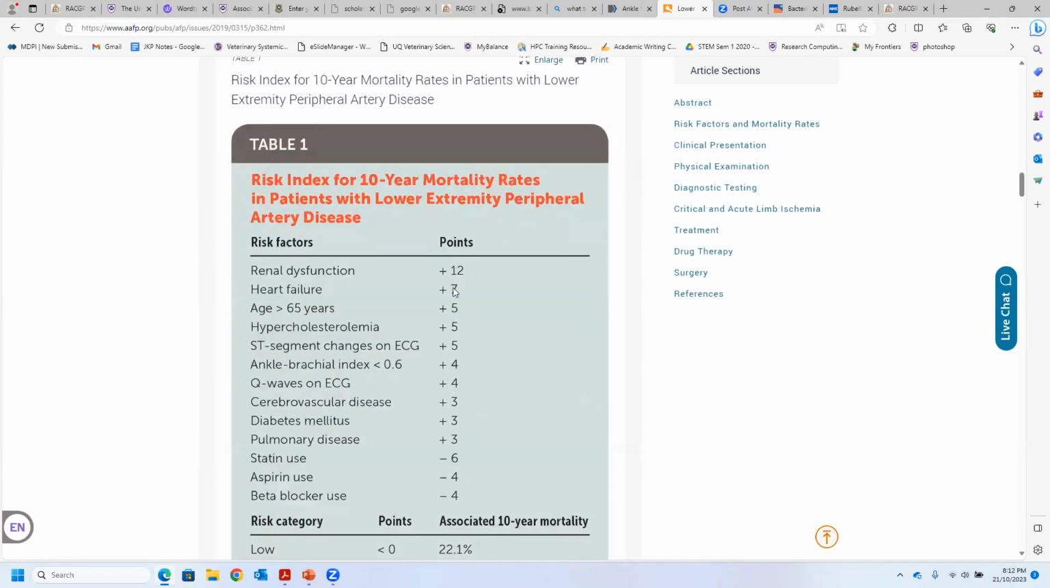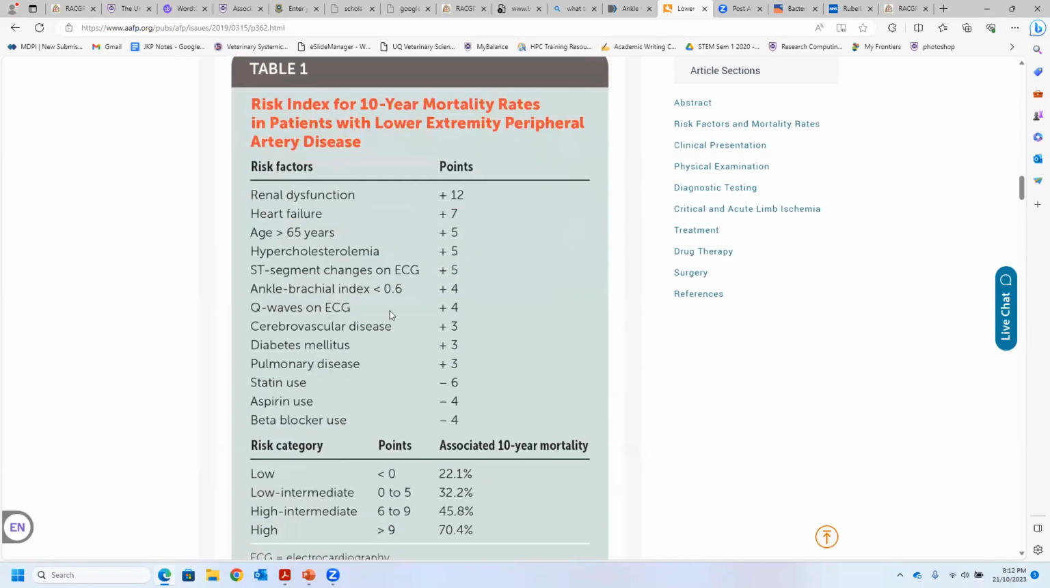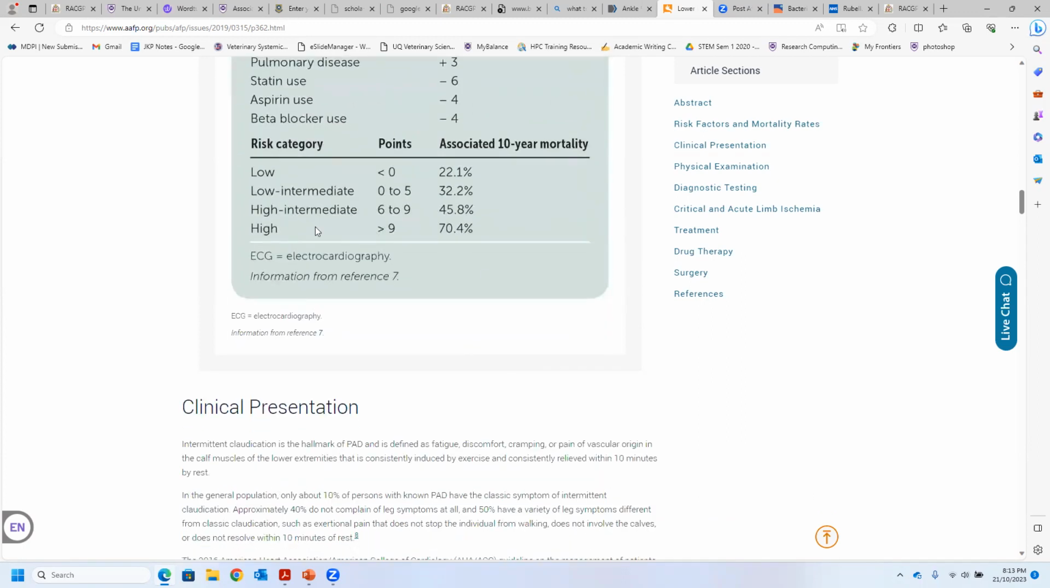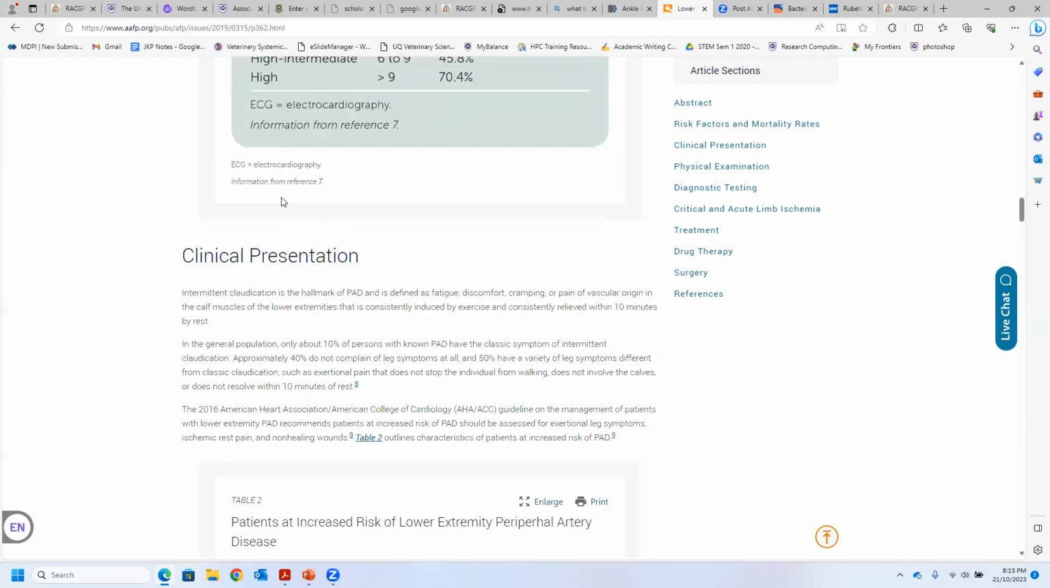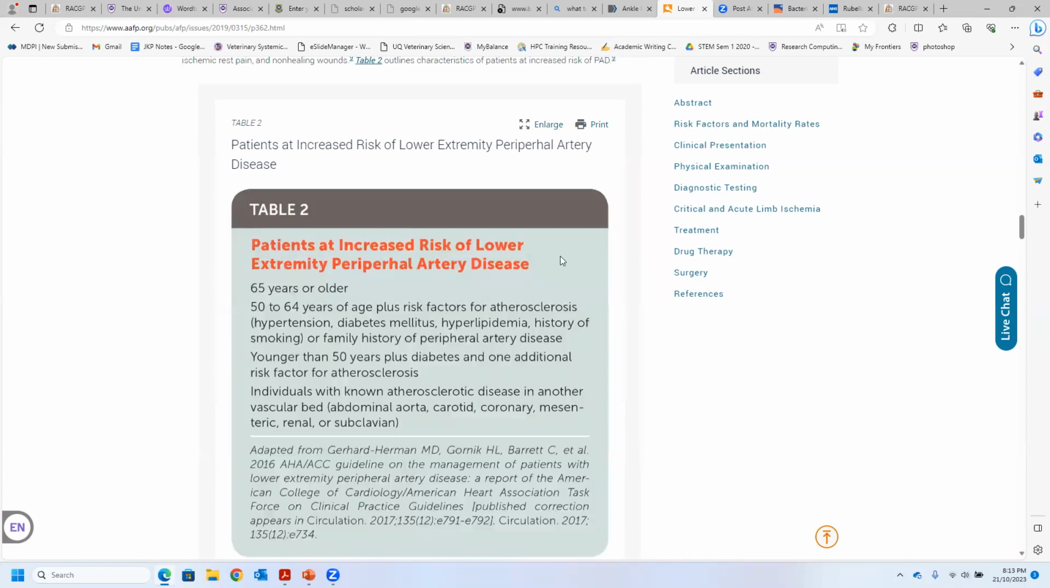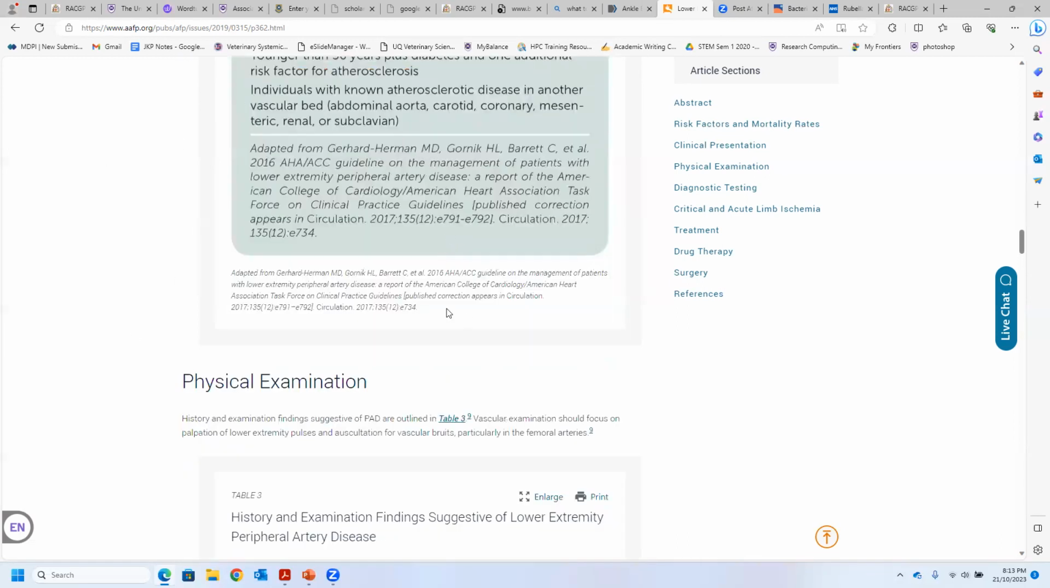Risk factors: renal dysfunction, heart failure, age more than 65, hypercholesterolemia, MI changes, ankle brachial index less than 0.6, Q waves on ECG, which usually suggest old MI, cerebral vascular disease, diabetes, pulmonary disease, statin use, aspirin use, beta blockers. So these are all risk factors. Patients are at increased risk with the risk factors above.